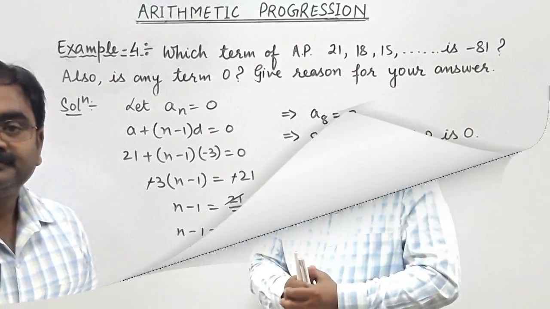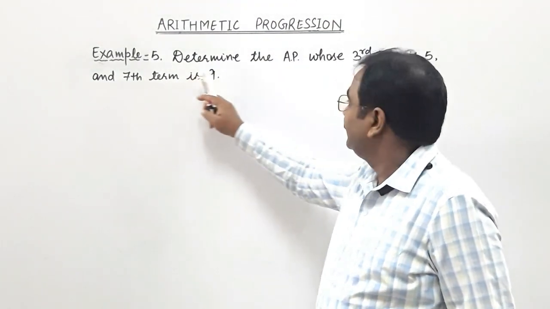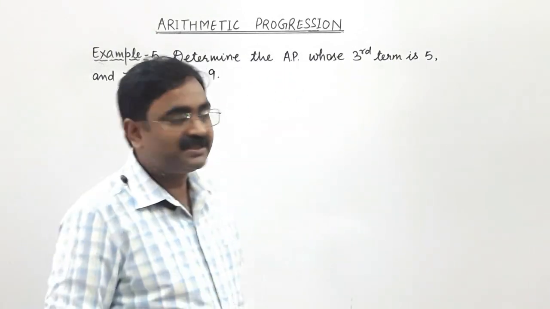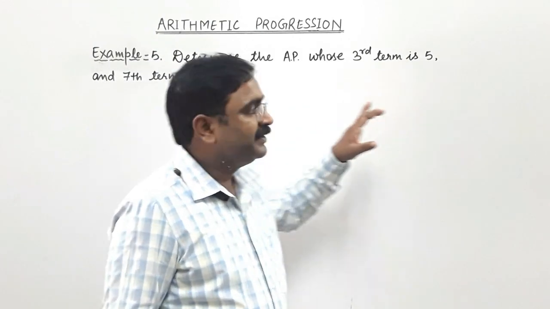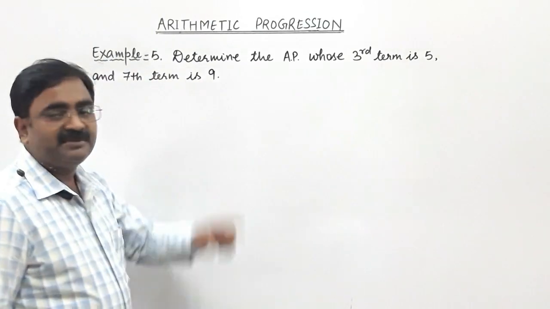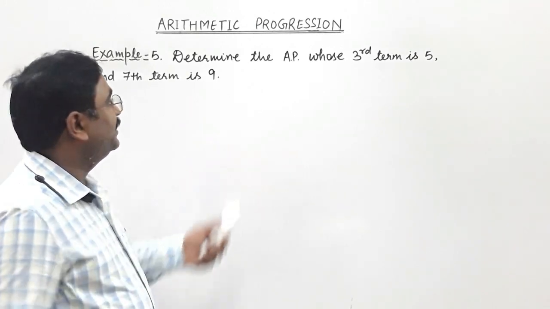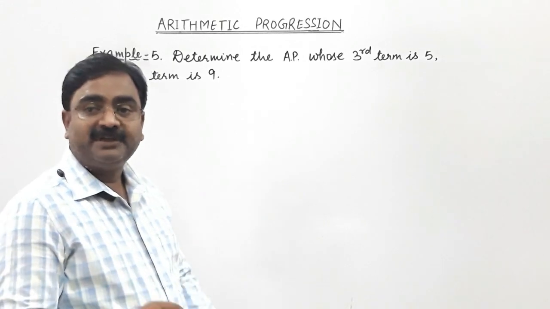Okay, friends, let's see example number 5. In this it is given, determine the arithmetic progression, means we are going to find the series in which the third term is 5 and the seventh term is 9. The third term is given and the seventh term is given. Based on this, we have to decide our arithmetic progression.